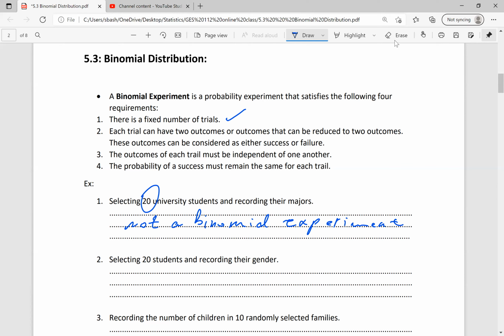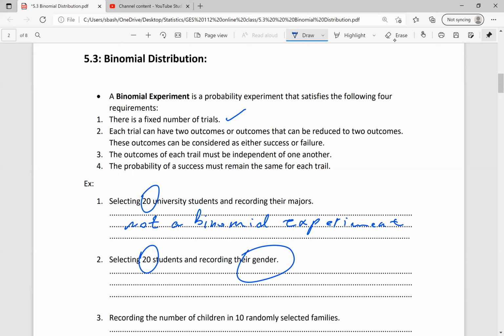Selecting 20 students and recording their gender. N is equal to 20. Gender, so I have either male or female. So we have 20 students, male or female. So this is two outcomes. And choosing male or female, it is 50% for each one. If I'm just selecting one student, that will be either male or female. So to get a male, that will be 50%, which will be fixed for each student that will be selected.